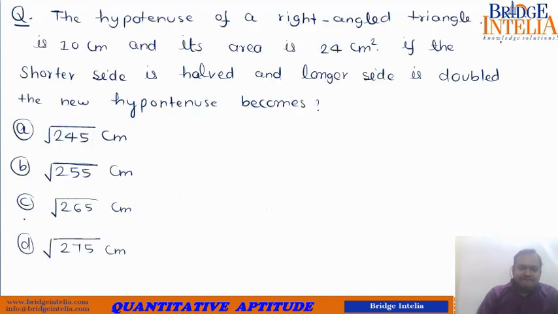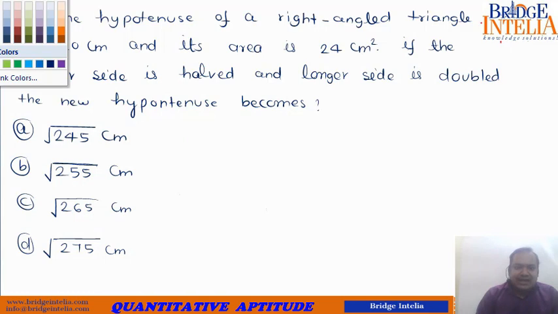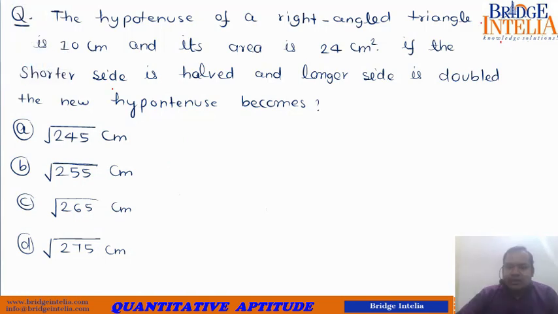The hypotenuse of a right angled triangle is 10 centimeters and its area is 24 centimeters square. So let us see what is already given. The hypotenuse of a right angled triangle is 10 centimeters and its area is 24 centimeters square. If the shorter side is halved and the longer side is doubled, the new hypotenuse becomes what? So see what the given information is.